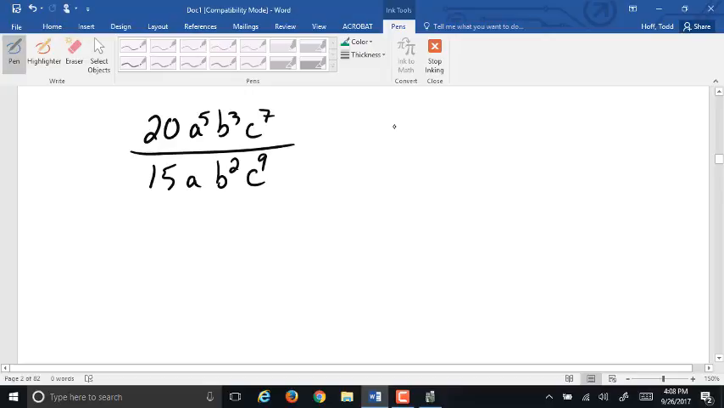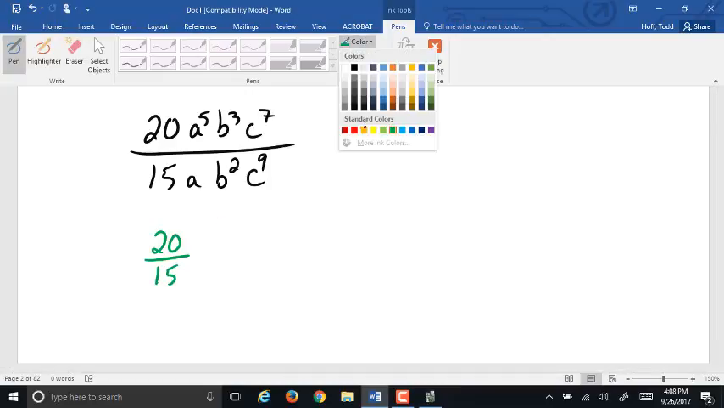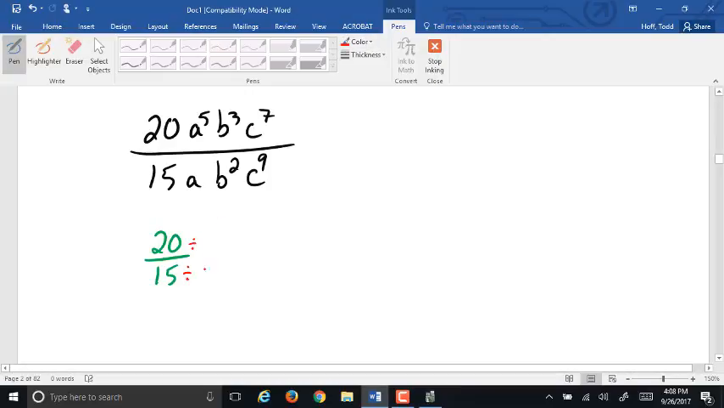So again, we're going to start out with the numbers all by themselves. 20 times 15, what can I reduce that by? Both divide by 5. Good. 20 divided by 5 is 4. 15 divided by 5 is 3. Do I want to change that to 1 1/3? No. Because there's variables here, we're always going to leave it as improper. So it's going to be 4 in the numerator, 3 in the denominator.